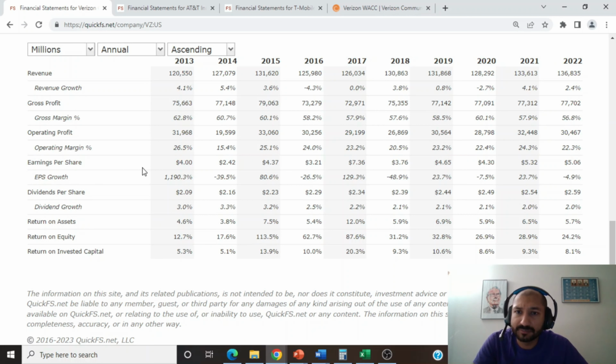Next is the earnings per share. Back in 2013, the company's earnings per share was about $4 per share, and for the year 2022, it's about $5 per share. Next is the dividends per share. Back in 2013, the company paid out $2.09 per share as dividend, and for the year 2022, it paid out $2.59 per share as dividend.